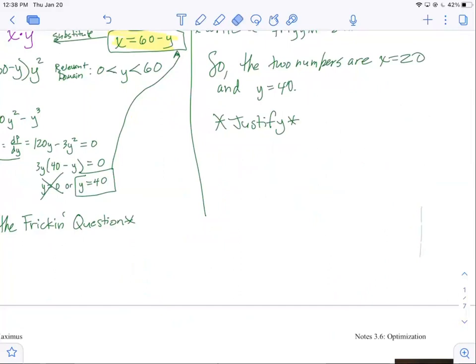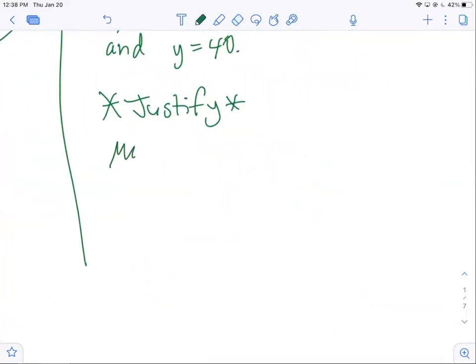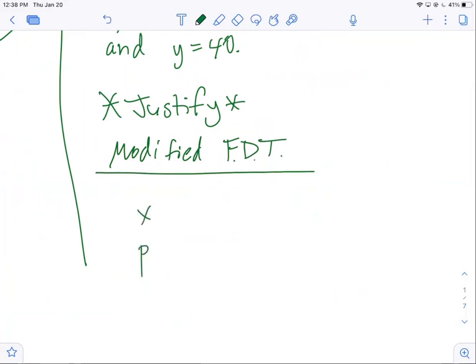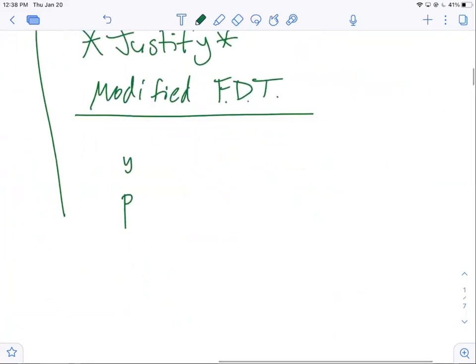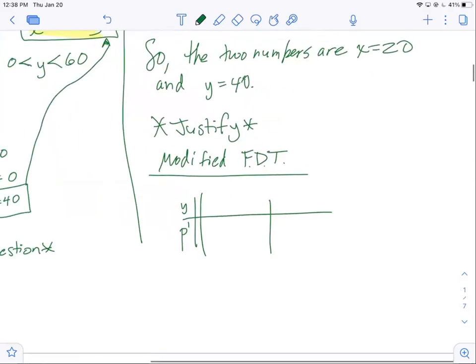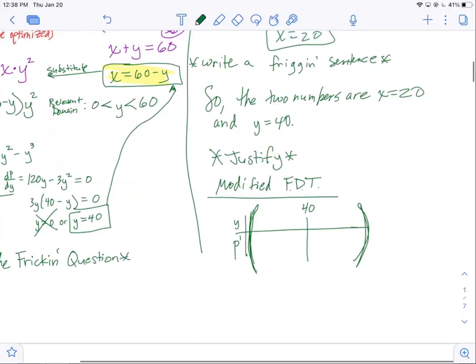Let's set up a quick number line chart. We'll call this our modified first derivative test, FDT. We've got x and we've got p prime. I'm sorry, we had y. My bad. Just using y and p prime. Make a number line chart. And of course, we had the number 40, right? But here's the deal. We have to keep it in our relevant domain. So this was 0, which was also a critical value, and there was 60 over here, which was not a critical value.